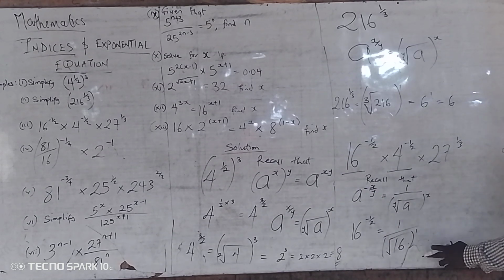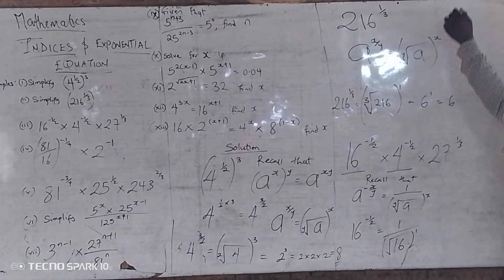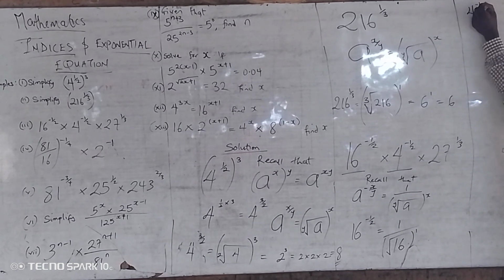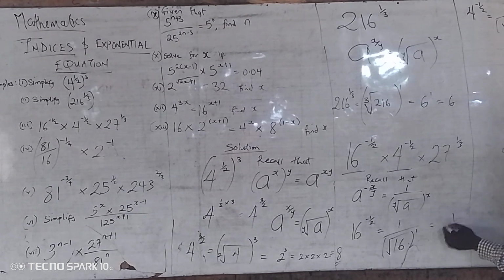Now let's do the same thing for 4 raised to the power minus half. 4 raised to the power minus half also will return to 1 over square root of 4. And so put this. Okay, but I haven't finished this. 1 over the square root of 16 means the number that will multiply itself twice and give you 16.